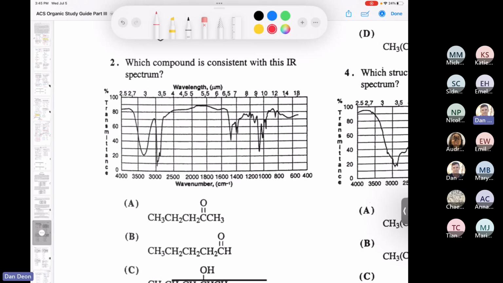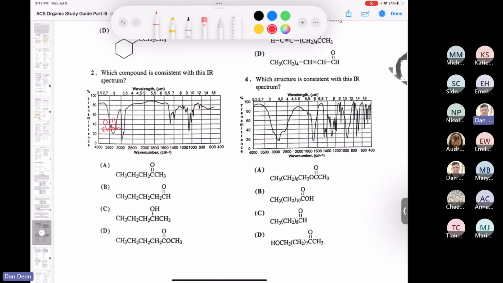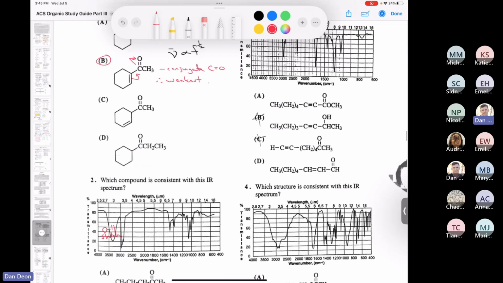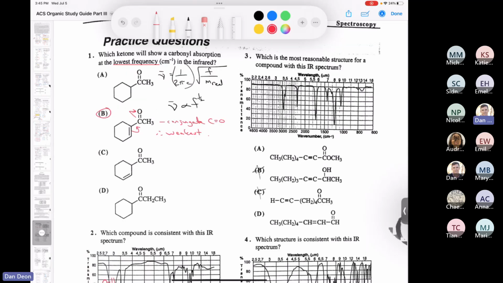Yeah, there's definitely an alcohol, isn't there? We have the oxygen-hydrogen stretch at around 3,200 to 3,600, something like that. So the only possibility would be C, because it's the only one that's an alcohol. Okay, what about number 3?